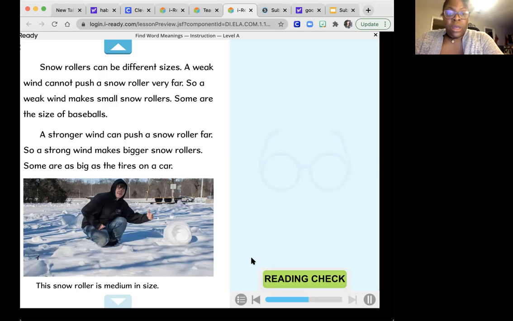We see the text feature photograph. And below it, we see the text feature caption. This snow roller is medium in size. So we could see that that is a what? Medium snow roller. Let's check our reading.